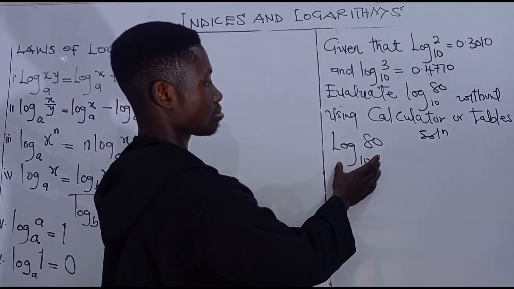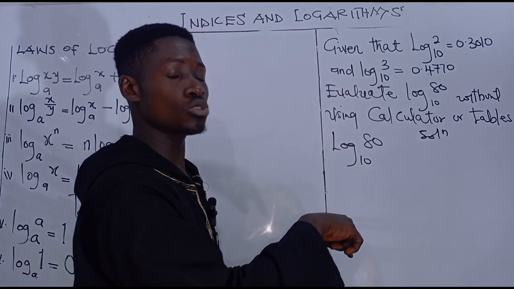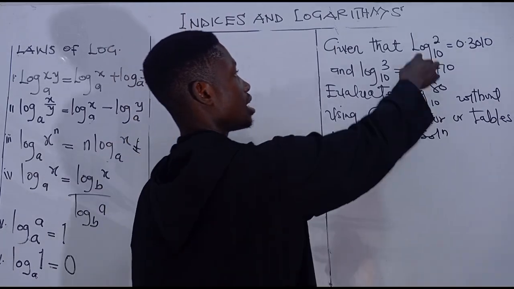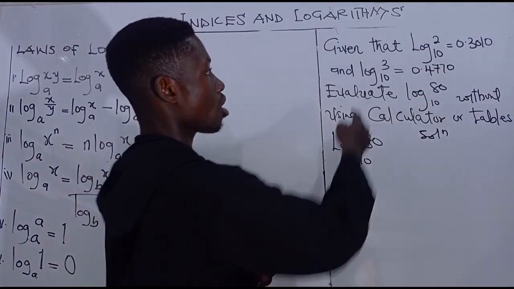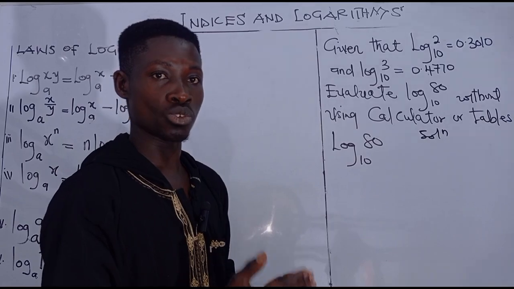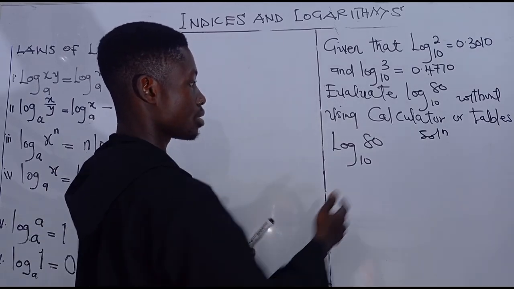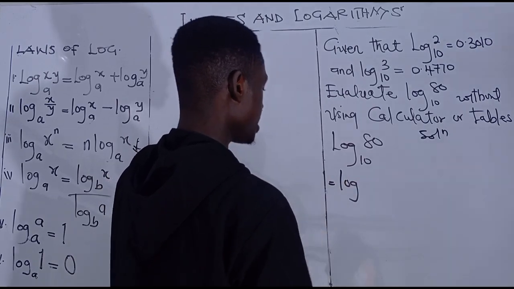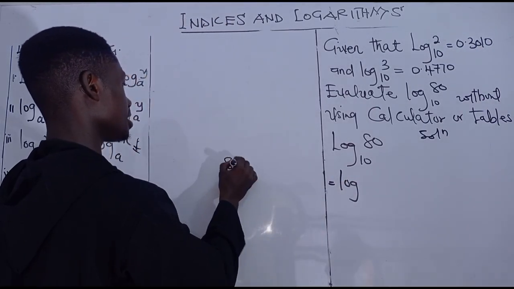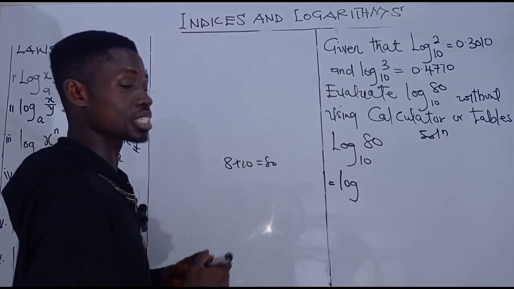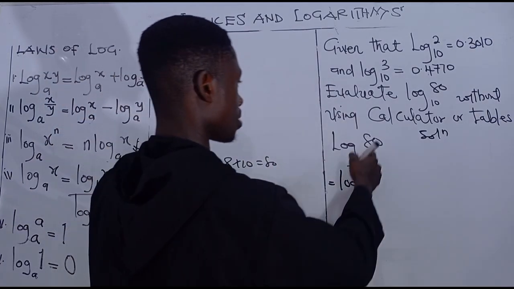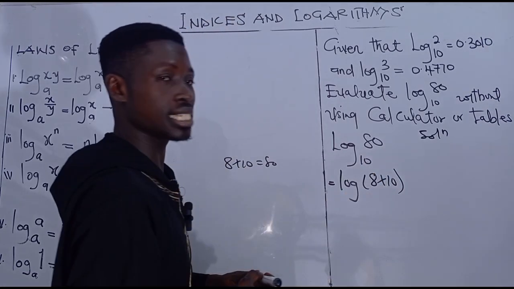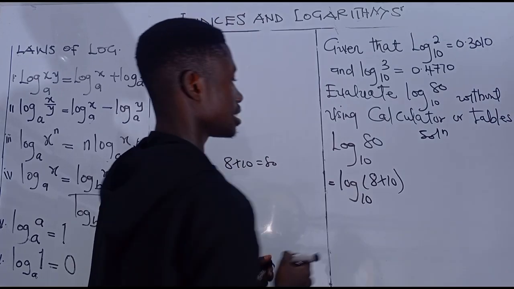So before we can evaluate this, we need to express this log of 80 to the base of 10 in the form of log of 2 to the base of 10 or log of 3 to the base of 10, so that we can do our substitutions. So we know that 80 can be written as 8 times 10, right? And that is going to give us what? 80. So we are going to write 8 times what? 10. That gives us 80 to the base of 10.